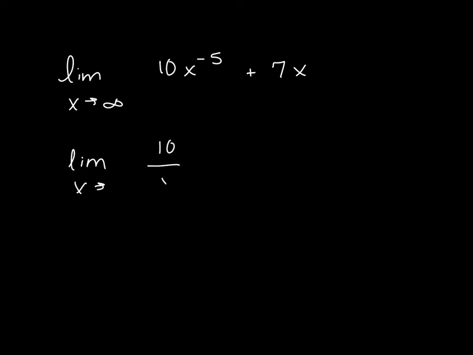Let's take a look at a couple that are in a different format. All right, so the only thing different with this is that I have x to the negative 5th power. So this just means I have to change that to 10 over x to the 5th plus 7x. So the limit as x goes to infinity of this becomes 0, and then 7x, as x gets arbitrarily large, becomes infinity.